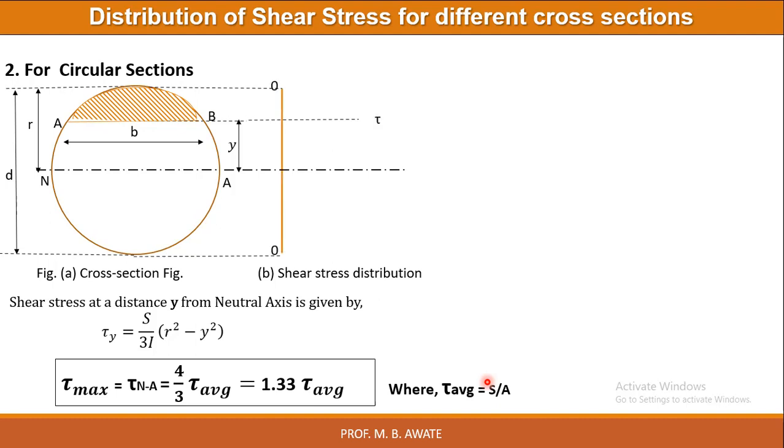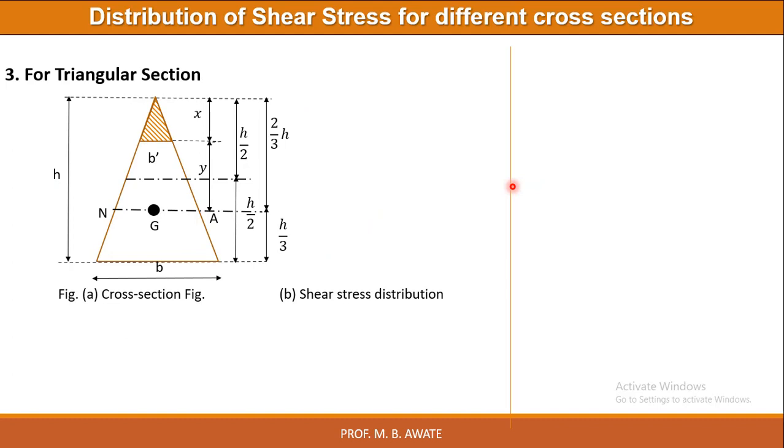So this is tau. Tau means what? The shear stress at a distance y from the neutral axis. So this is tau max, maximum shear stress, which is taking place at the neutral axis, which is equal to 1.33 times tau average. This is the shear stress distribution, which is in the form of a parabola. This is what we have done for circular section, and now we are doing it for triangular section.